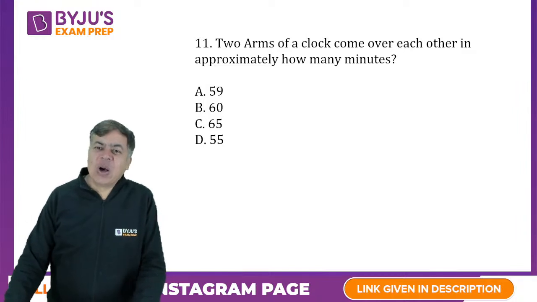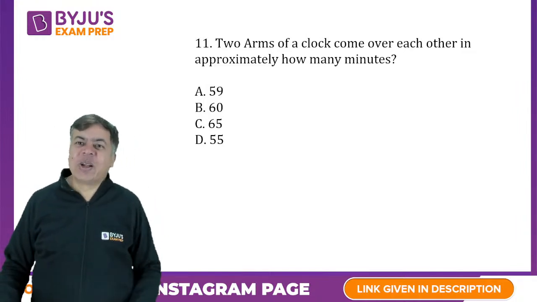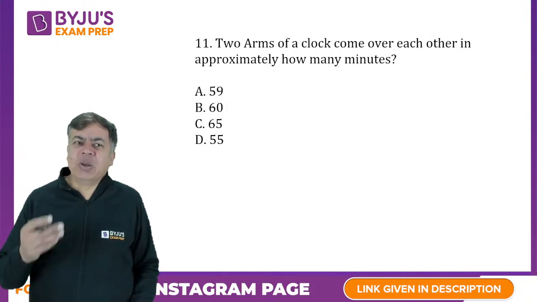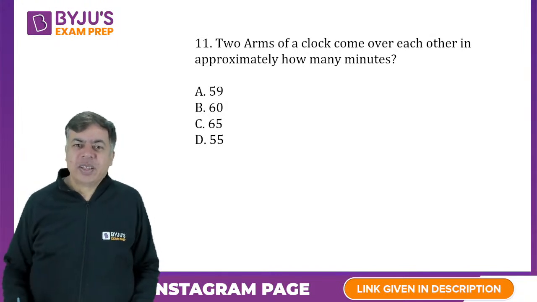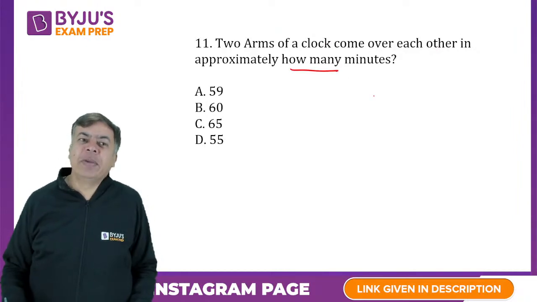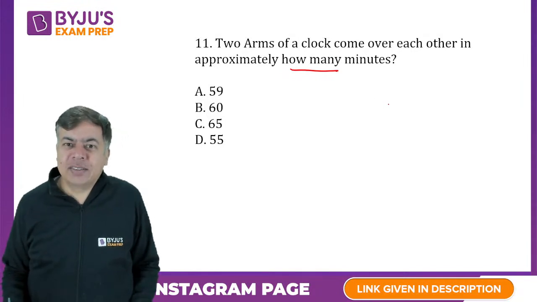Now, they have asked a question on clocks also. This is a very easy question, but I will tell you something about clocks. Two arms of a clock come over each other in approximately how many minutes? That is the meeting interval of two hands.